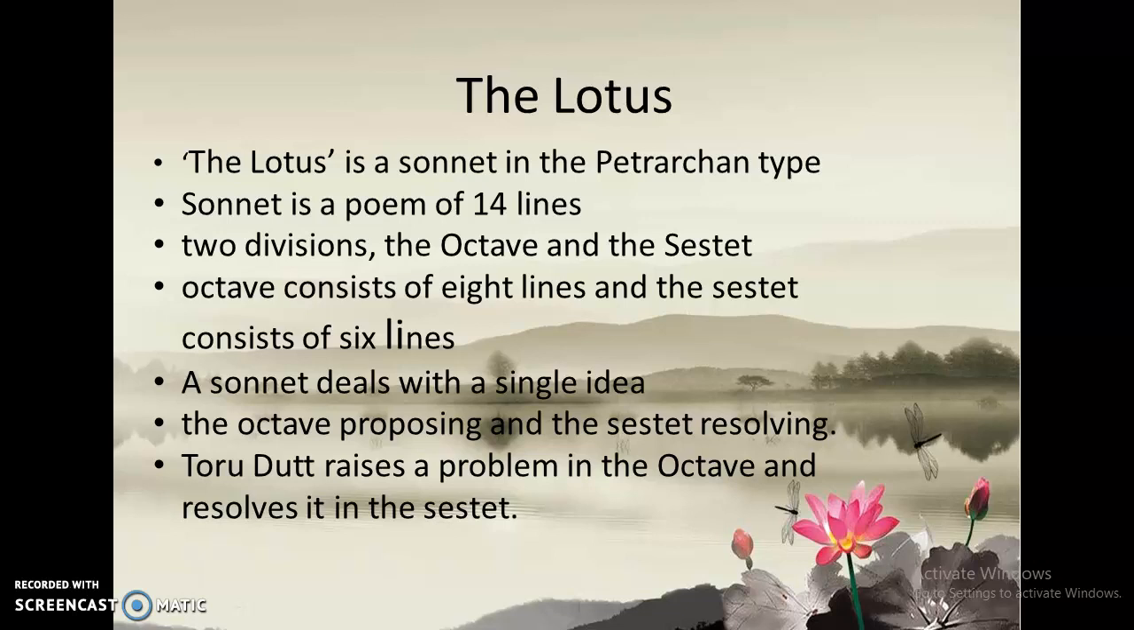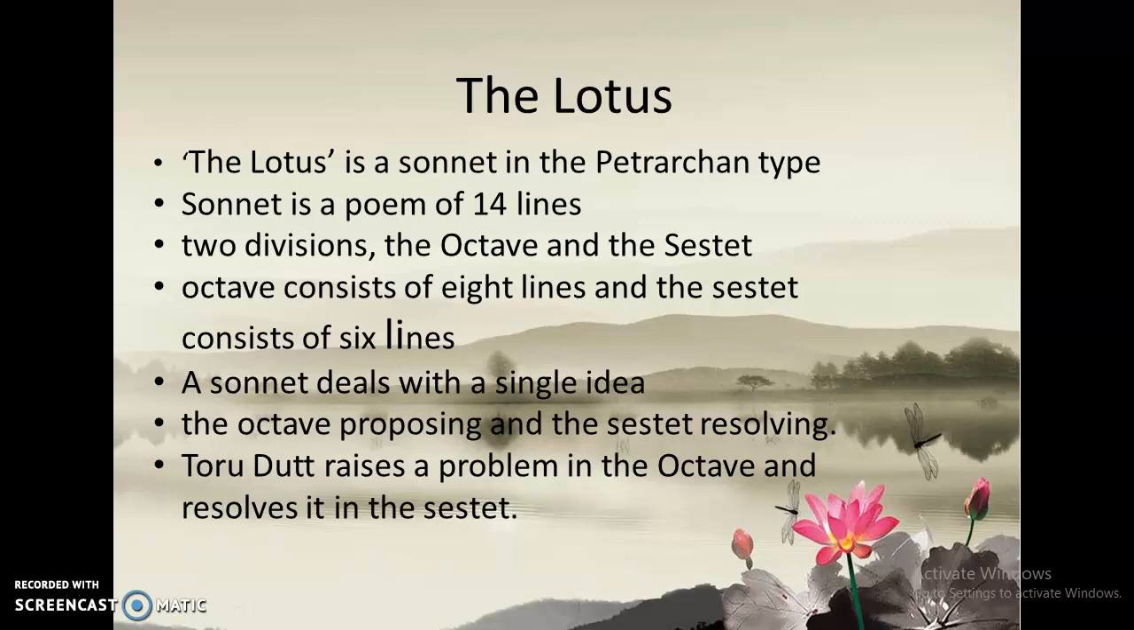But in a Spenserian sonnet, the interlinking rhyme scheme is used, such as ABAB, BCBC, CDCD, EE. This is the difference between the Spenserian sonnet and the Shakespearean sonnet. But Lotus is a Petrarchan sonnet. Here the 14 lines are divided into octave and sestet. The first 8 lines of the poem are called the octave and the last 6 lines are called the sestet. A sonnet deals with a single idea.